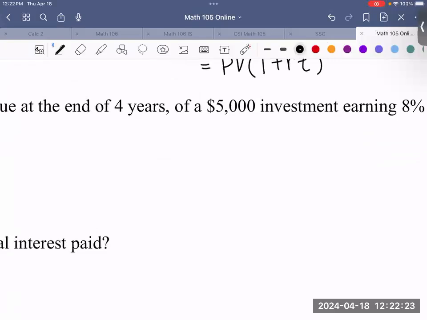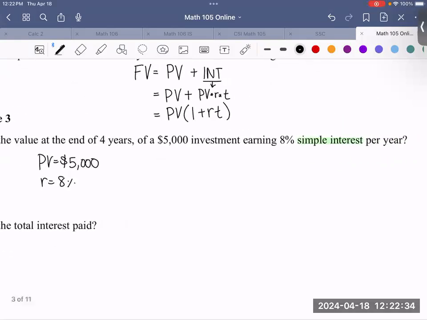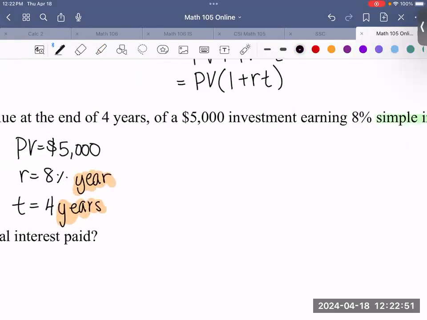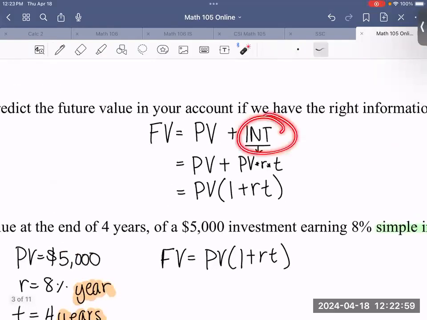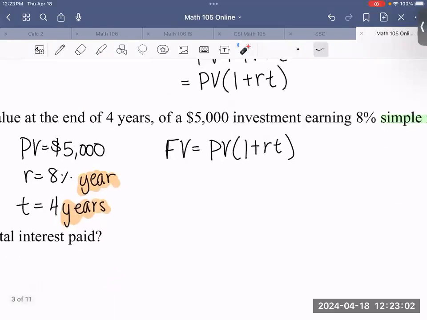So they have given us your present value of $5,000. Your rate is 8% simple interest per year. And your time is 4 years. Perfect. Again, make sure that these match. We haven't seen one that hasn't matched yet, but we definitely will. So if we're asked to find the future value, I'm going to be using the value below because we haven't been asked to find your interest yet. So instead, we can use the given information.